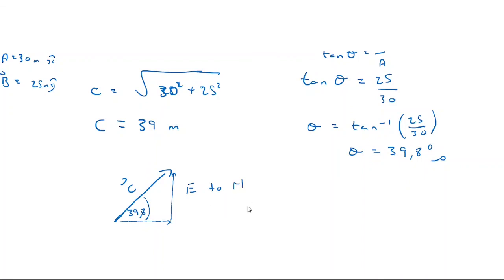So how you write this answer is you say C is 39 meters, comma, 39.8 degrees. Now you went from east to north, but when you write it, you are going to say north of east. So when you put this word "of", just swap these things around. If you went first east and then changed to north, then when you write them, just say north of east, and it's going to make your life easier.